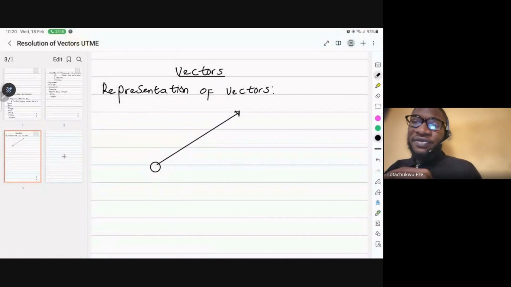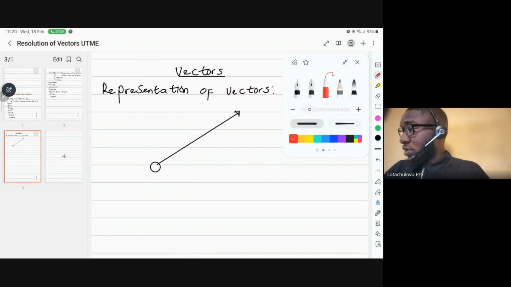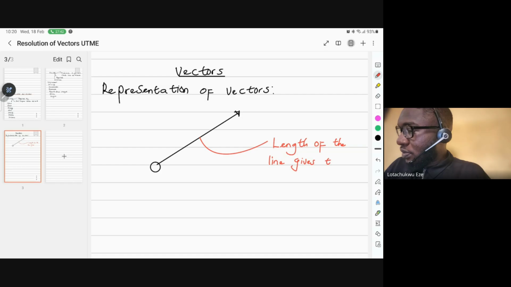Now, the length of the vector, the length of the line, gives you the magnitude, right? The length of this line will give you the magnitude of the vector. So what am I saying? Because we'll be sketching, the length of the line gives the magnitude of the vector.